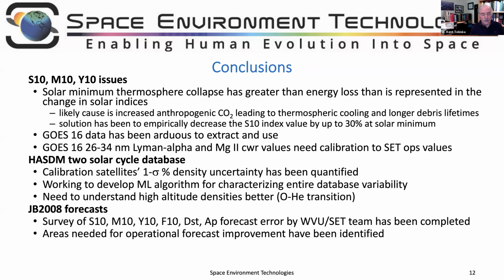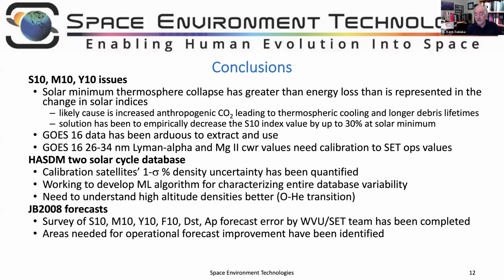And that typically has about a 1 sigma percent density uncertainty that's down at the 2 to 10%, depending on the time of the solar cycle and also the altitude you're looking at. A lot of groups are working on machine learning algorithms, including our partners at West Virginia University, to be able to characterize the entire database and its variability.